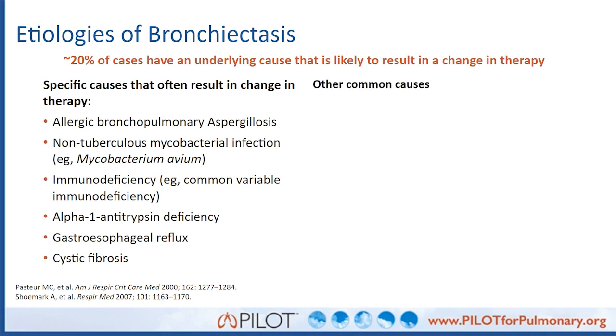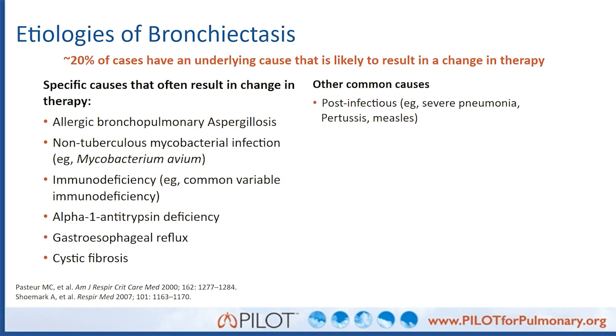Other commonly encountered causes include post-infectious, such as after severe pneumonia, pertussis, or measles, but I always take it with a grain of salt if a patient has a history of one of these, and I'm never really convinced that it's the cause unless the bronchiectasis clearly arose after the acute episode.